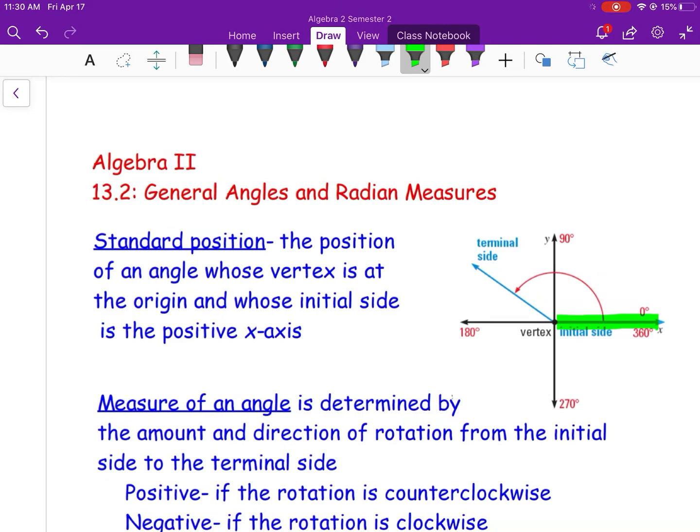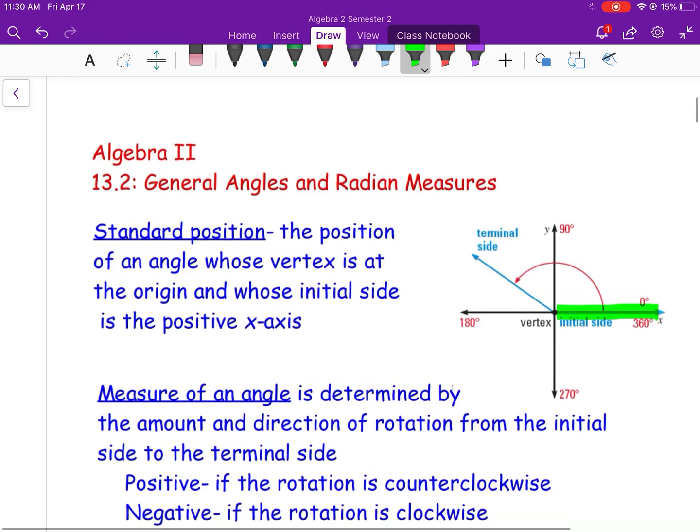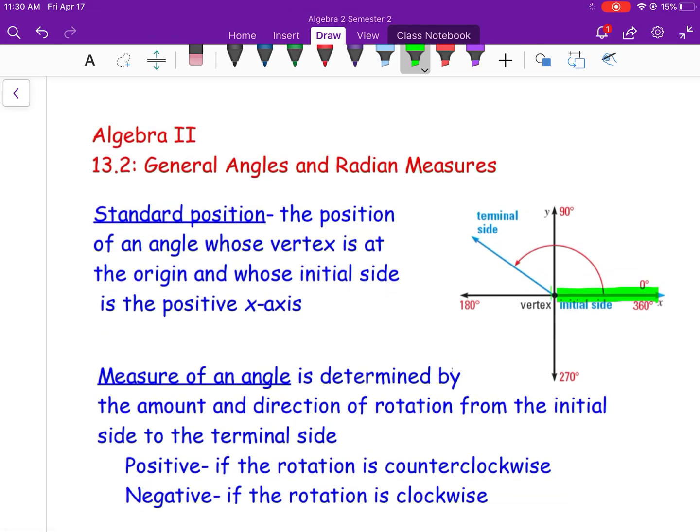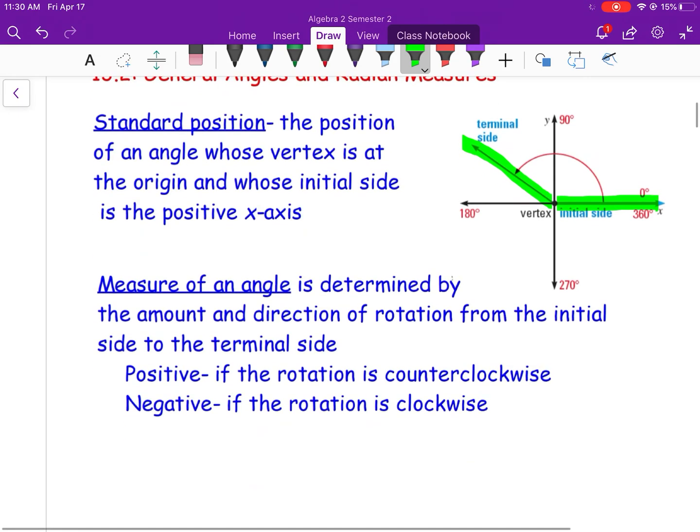Okay. So standard position then, the position of an angle whose vertex is at the origin and whose initial side, so that side we highlighted there, is the positive x-axis. And then we also have that terminal side which tells us the angle. Okay. Now, that next side you have is called that terminal side.